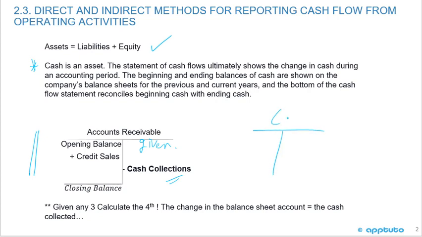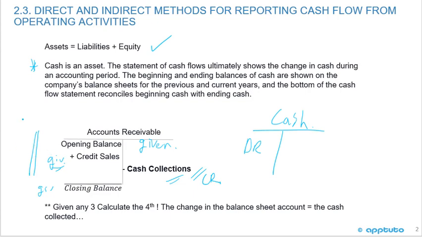Because remember, if I collect my accounts receivable, it's going to be debit cash and credit accounts receivable. And so this is given on the balance sheet, this is given on the balance sheet, and this is given from the income statement. So that's a link between the income statement, the balance sheet, and the cash flow statement. And this is kind of what they're talking about with regards to this LOS.